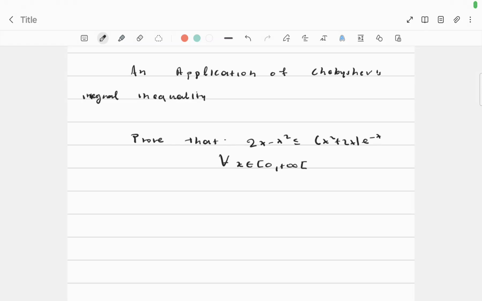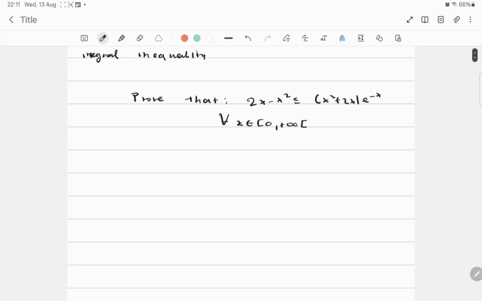In this video we are going to see an application of Chebyshev's integral inequality. So the exercise, a small exercise here, is to prove that this polynomial 2x minus x squared is bounded by the function x squared plus 2x times the exponentially decaying function e to the power of minus x. So let's start with the Chebyshev's integral inequality.